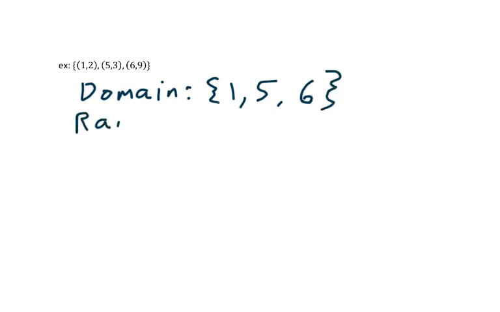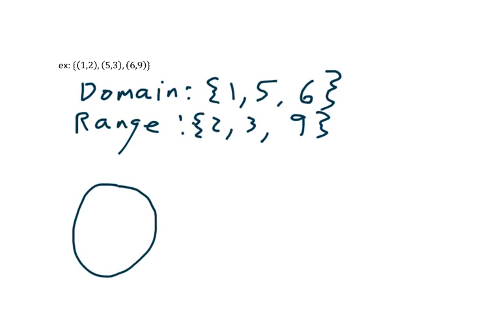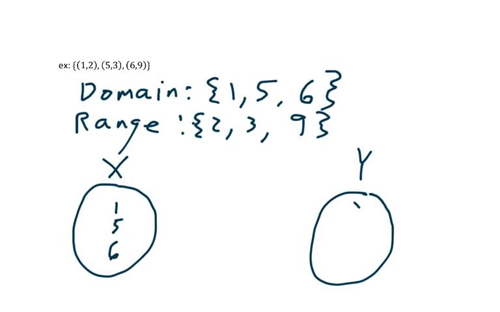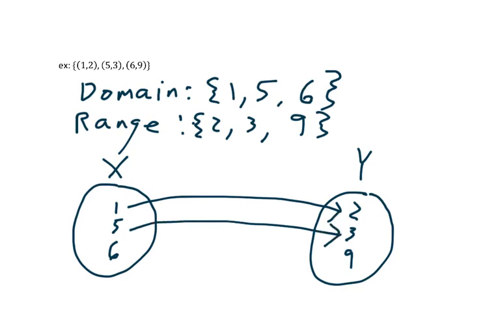For the range, we have also, again, the second coordinates, the second components. So we have 2 from the first ordered pair, 3 from the second ordered pair, and 9 from the third. And just like before, it's good to be able to draw the correspondence diagram. We get to see these things visually. So we have 1, 5, 6, 2, 3, 9. 1 goes to 2. That's what the first ordered pair tells us. 5 goes to 3. That's the second. 6 goes to 9. That's the third ordered pair.